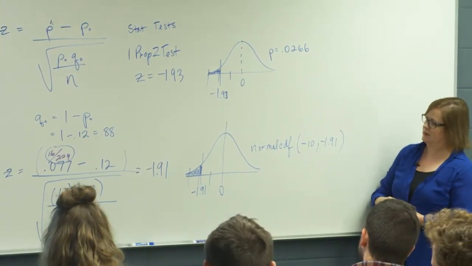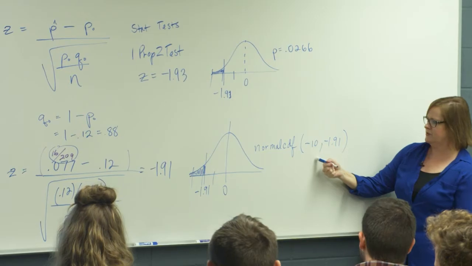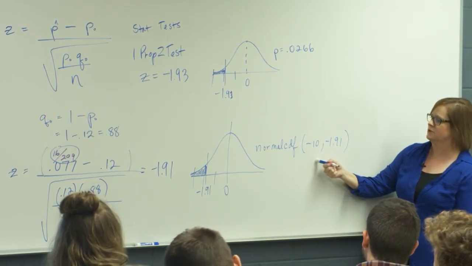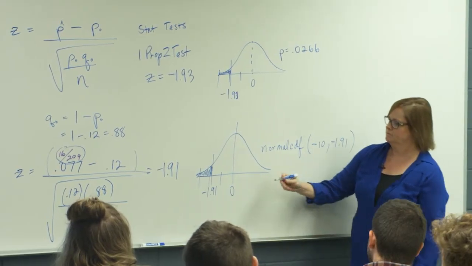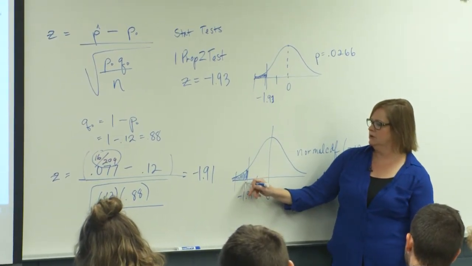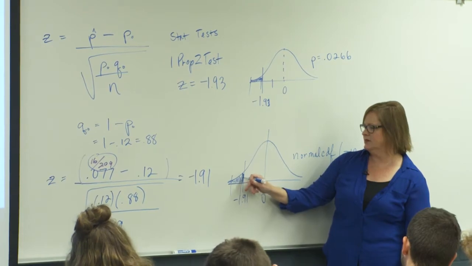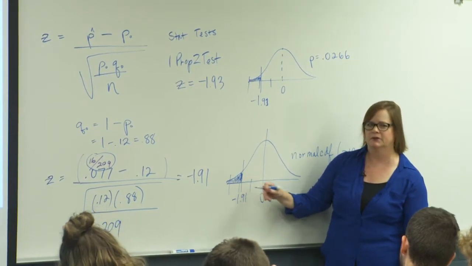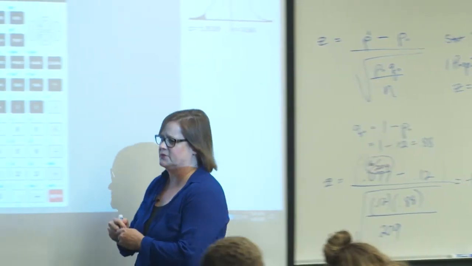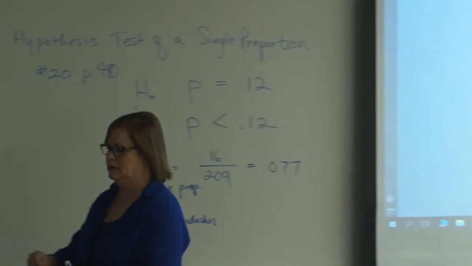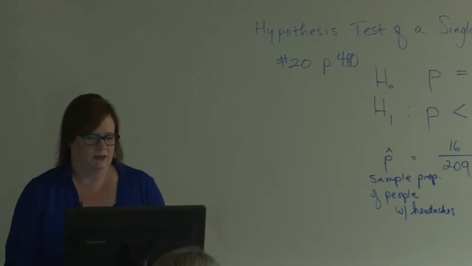So 0.0266. Do you think this one, when I do it, is going to come out bigger or smaller than 0.0266? It's not as far over, which means the area is a little bit bigger. Yeah, it's probably a little bit bigger. I don't think it would matter as far as whether you're going to reject the null or not, but just out of curiosity, let's see.